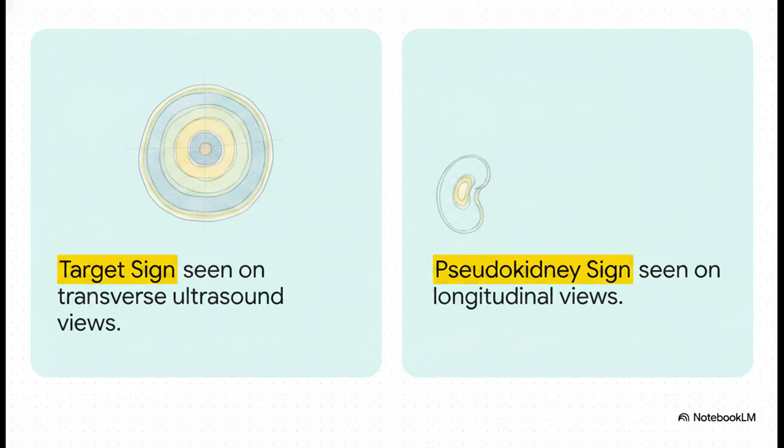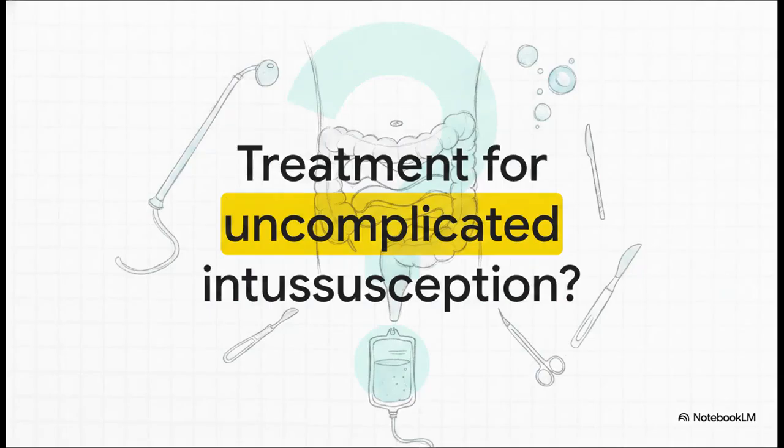You're looking for concentric rings on a transverse view, forming that donut sign, or a distinct pseudo-kidney shape on the longitudinal view. Plain X-rays are pretty nonspecific here. We really just use them to screen for free air, which would indicate a perforation. All right, so we've diagnosed it.